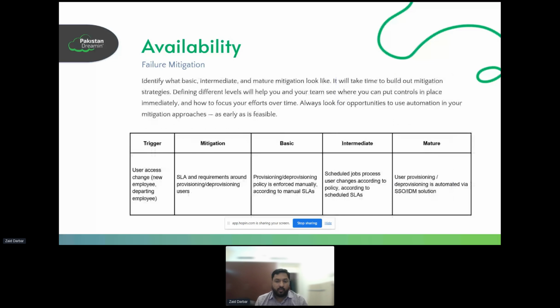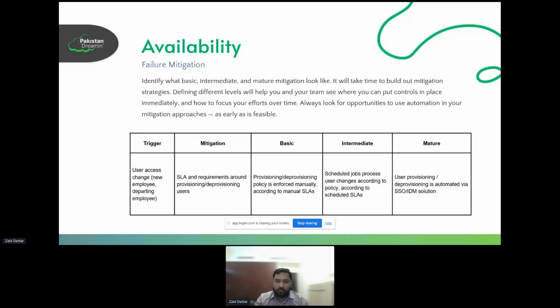The intermediate step will be a scheduled job that will deactivate all the users that have left the company that day or that week, something like that. But a mature solution would be to have an automated SSO type of solution in place that will cut off the access of that particular user from each and every thing that you have already provisioned there. So these are the different levels of your failure plan that you can come up with to cope with them.